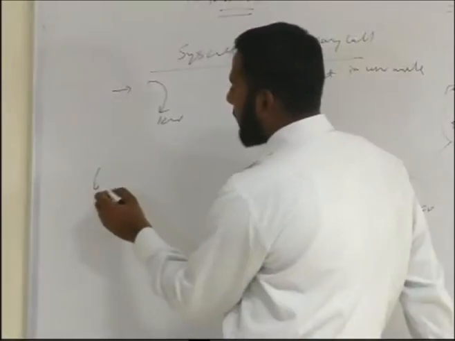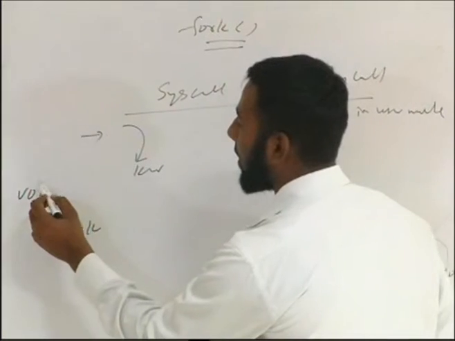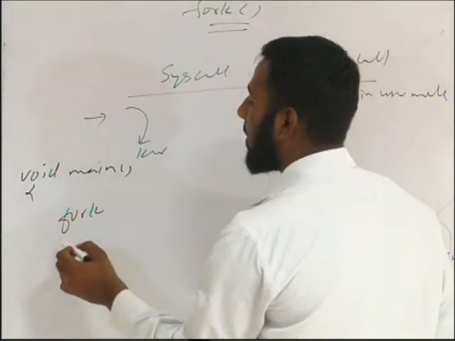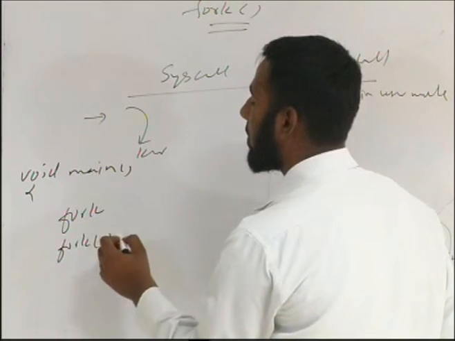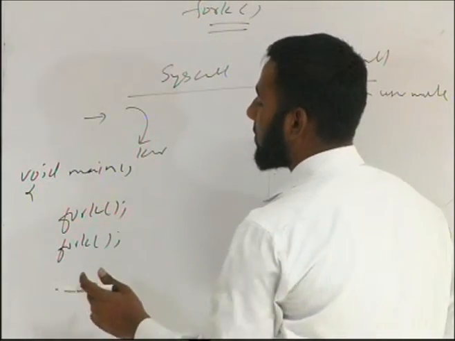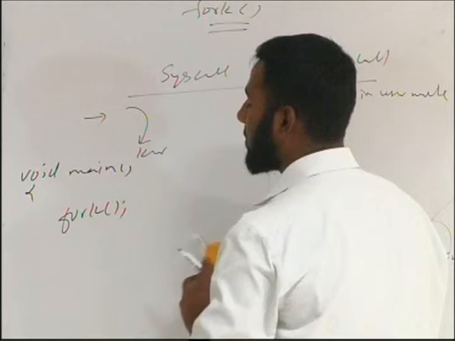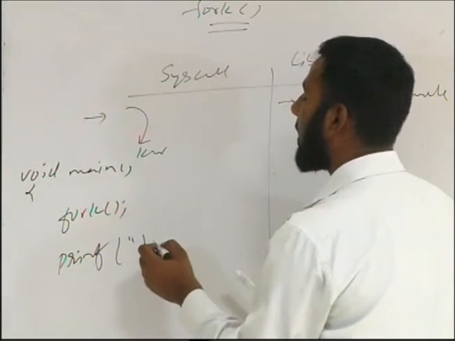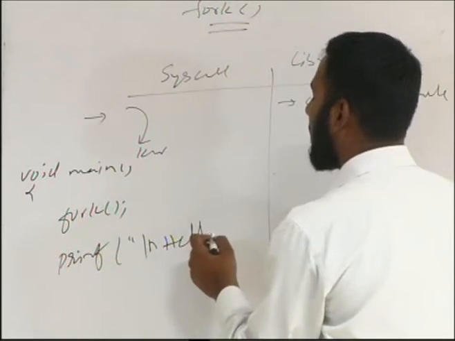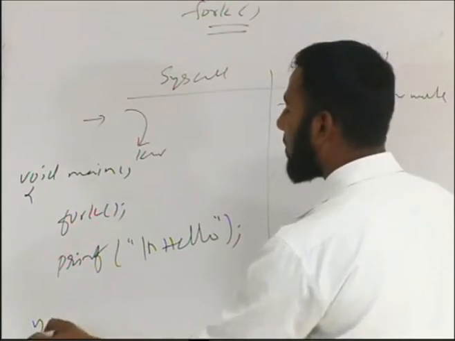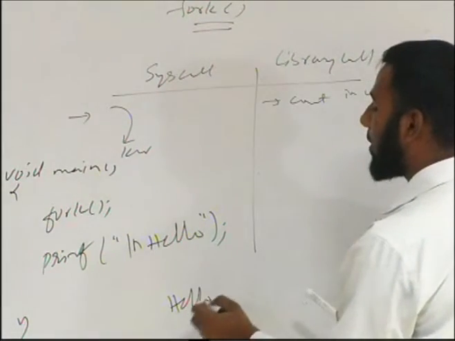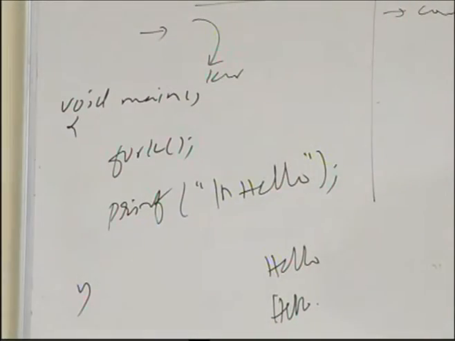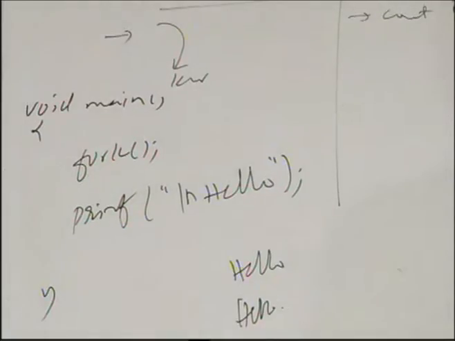Suppose I have written void main, and I have executed the fork system call once, and I have written printf hello. The output of this program is not hello once, but hello will be printed 2 times. Why 2 times? One time is printed by the parent and another is printed by the child.